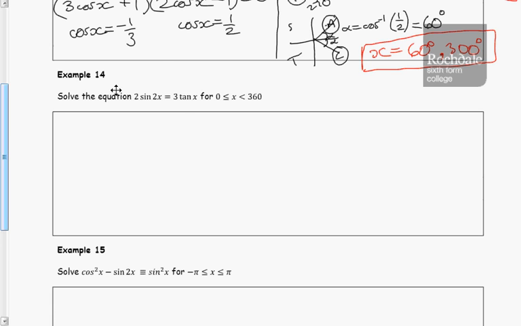C3 Trigonometry 2, example 14. Another trig equation with a double angle and a single angle. First job is to make all the angles the same throughout the equation.